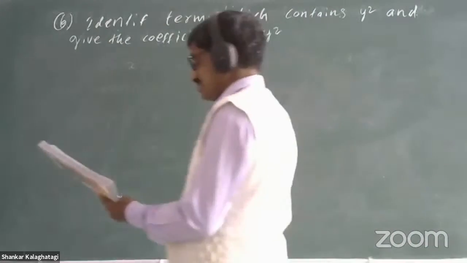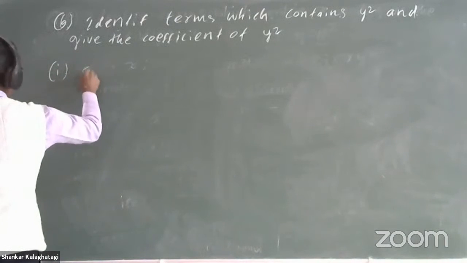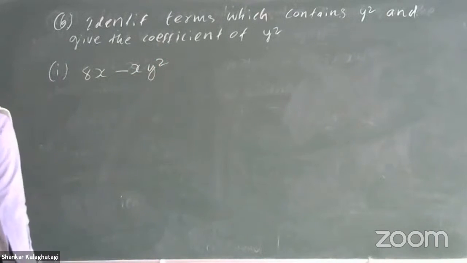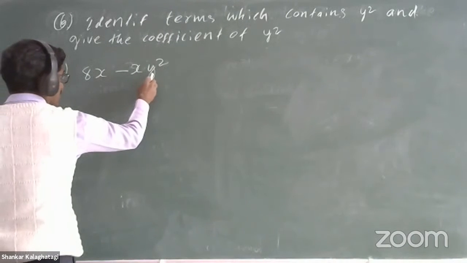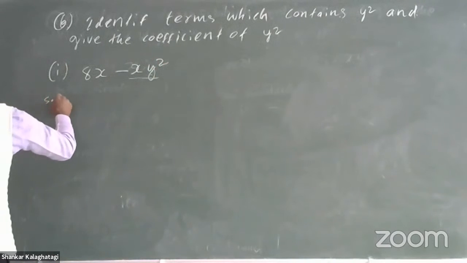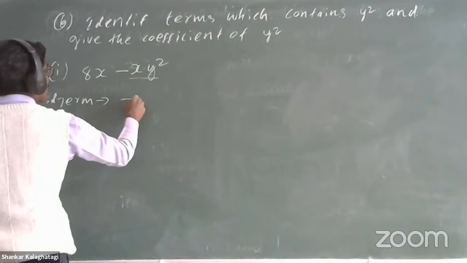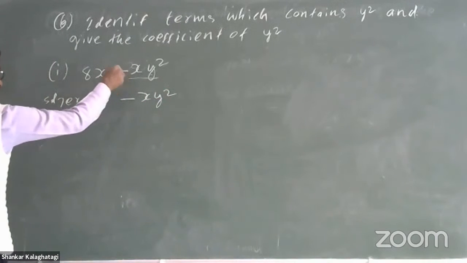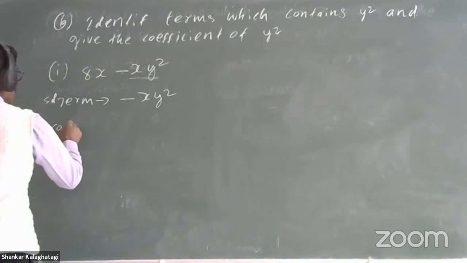Let us move on to the problem now. 8x minus xy square. Okay, this is one term and this is one term. This term is containing y square here, you can see y square. Solution: the term which contains y square is minus xy square. You have to compulsorily write the negative sign if it is negative. The coefficient is x.